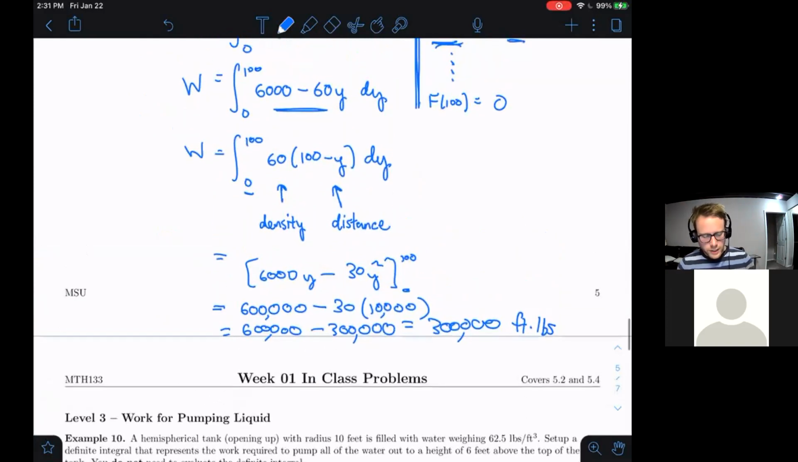Where did the 30 come from? The 30 came from when I took the antiderivative of negative 60y. So remember, you need to divide by 2 there in order to get that.